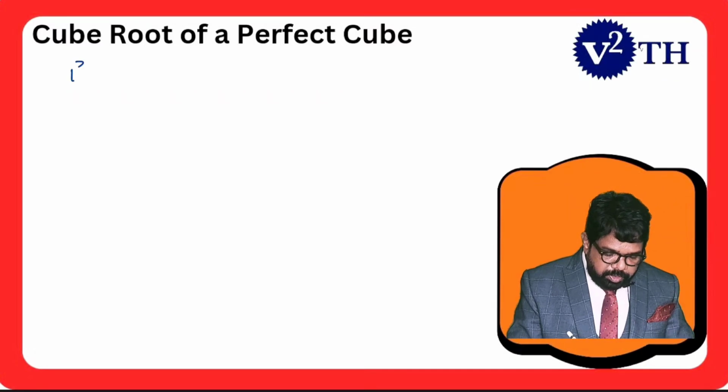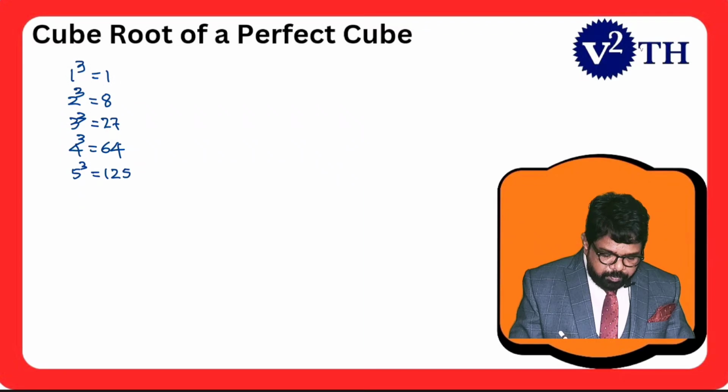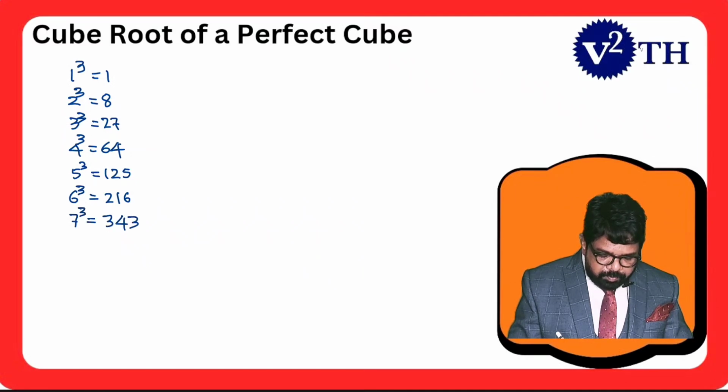First see here. 1 cube is 1. 2 cube is 8. Now 3 cube is 27. 4 cube is 64. 5 cube is 125. 6 cube is 216. 7 cube is 343. 8 cube is 512. 9 cube is 729.